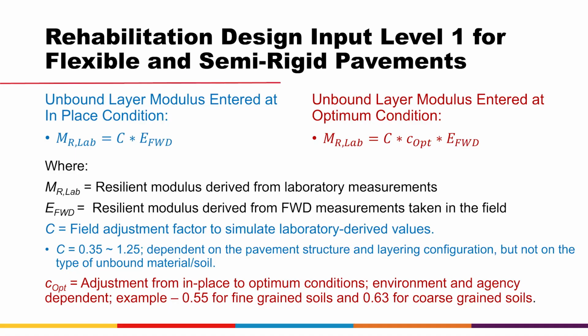The important point here is to make sure that you are using inputs that are compatible. Agencies that routinely measure or estimate and enter the in-place water content and dry density at the time of FWD testing only use the C factor and enter the back-calculated elastic layer modulus and in-place water content and dry density. Those agencies that do not routinely measure the water content and dry density of the unbound layers at the time of FWD testing and use or enter the default optimum water content and maximum dry density use the combined factor, or C multiply C suboptimum.